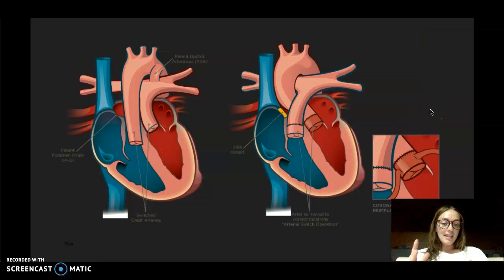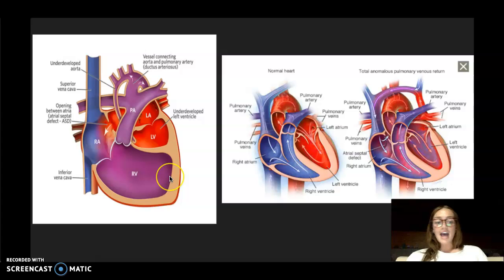Now this is the major vessel switch, where the aorta is actually attached to the right ventricle, so the blood being pumped throughout the body is deoxygenated blood, which is obviously not what our body needs to continue to survive. And this arterial switch operation is what needs to be done to help this infant survive and have the appropriate blood oxygen supply to the rest of their body.